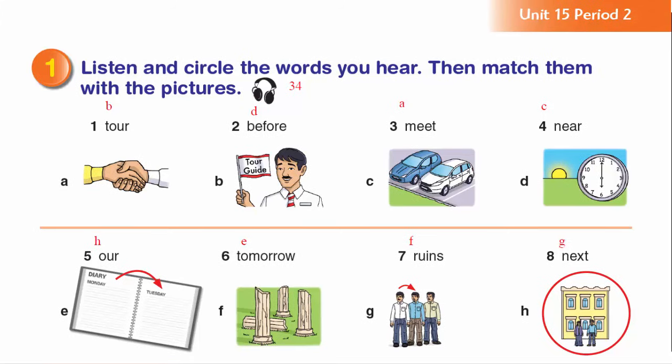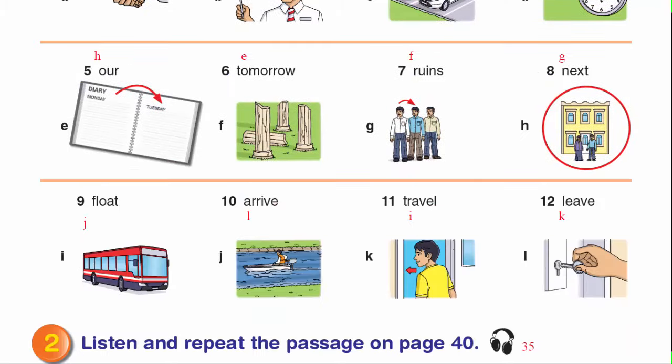Track 34. Next. Tour. Arrive. Meet. Travel. Ruin. Before. Float. Leave. Near. Tomorrow. Hour.